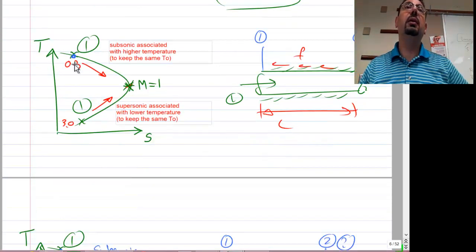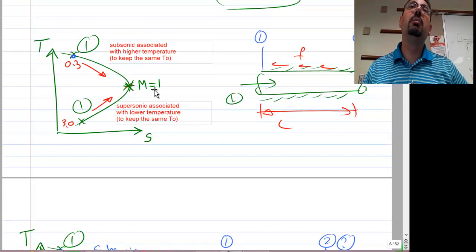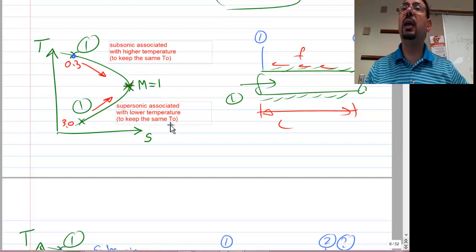So, again, subsonic and supersonic, both cases are trying to hit Mach equal 1, right? So subsonic is associated with higher temperature, and supersonic is associated with lower temperature. Again, for the same T total, or stagnation temperature, okay?